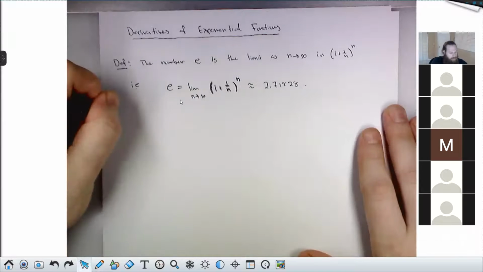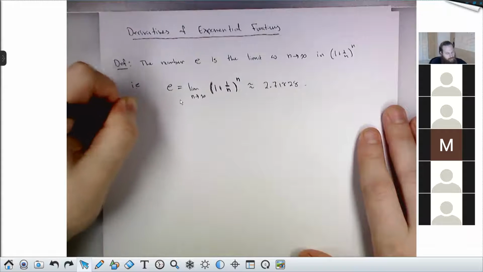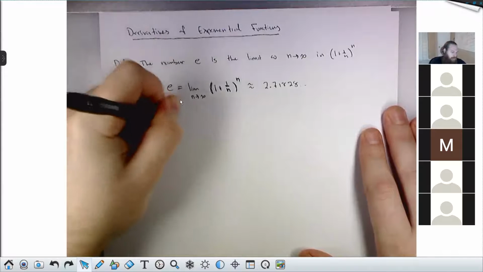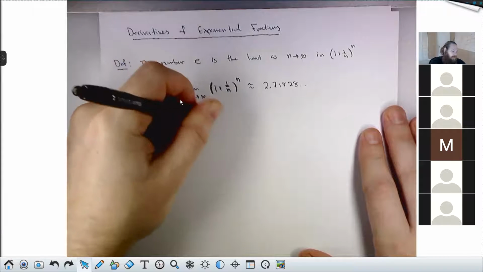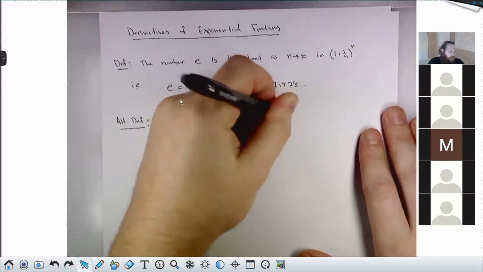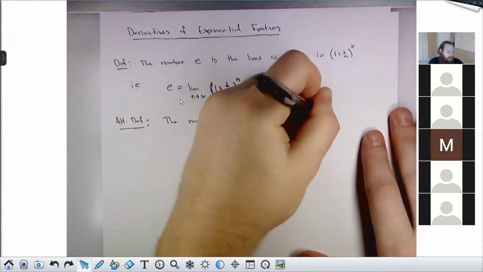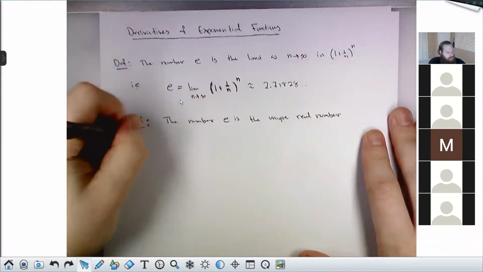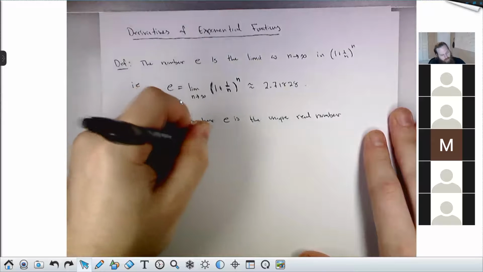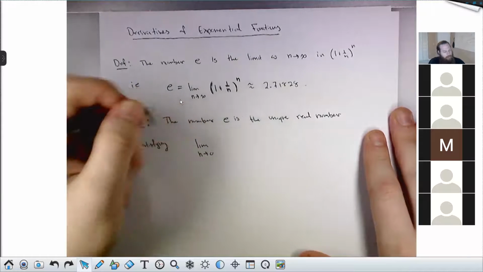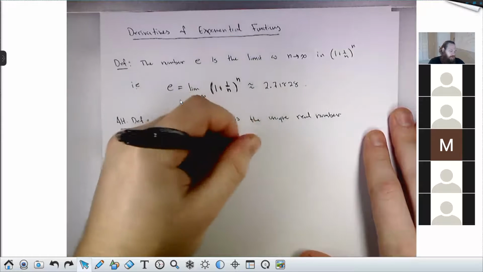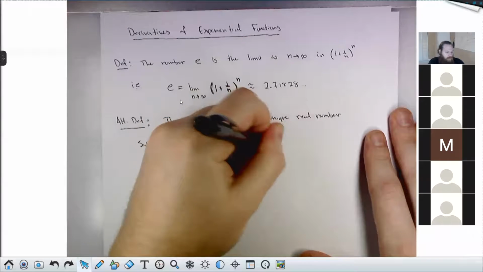Your textbook definition. The alternate definition is that the number e is the unique real number satisfying the limit as h goes to 0 of (e to the h minus 1) all over h equals 1.